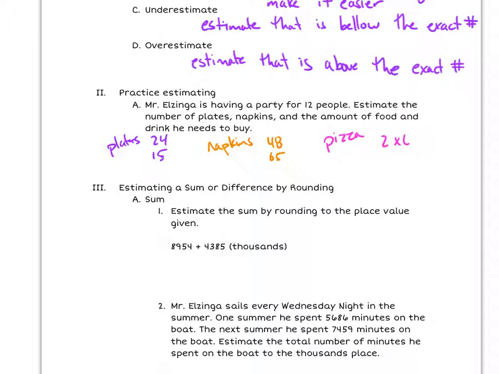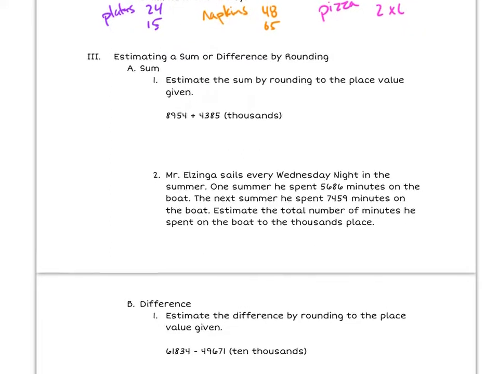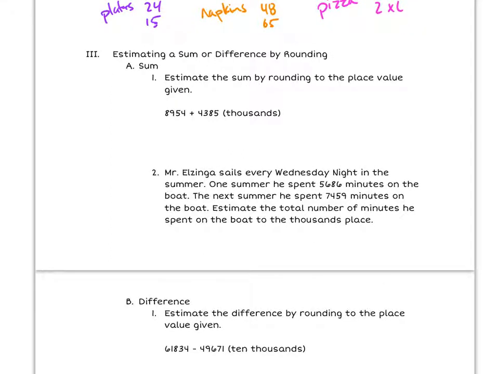Now again, maybe your answer is different. Maybe you say we need 3 pizzas. Your choice, right? It's estimating. Probably 2 extra larges. We'll skip over the drinks. We could do like 4 liters. Our next section, estimating a sum or a difference by rounding.